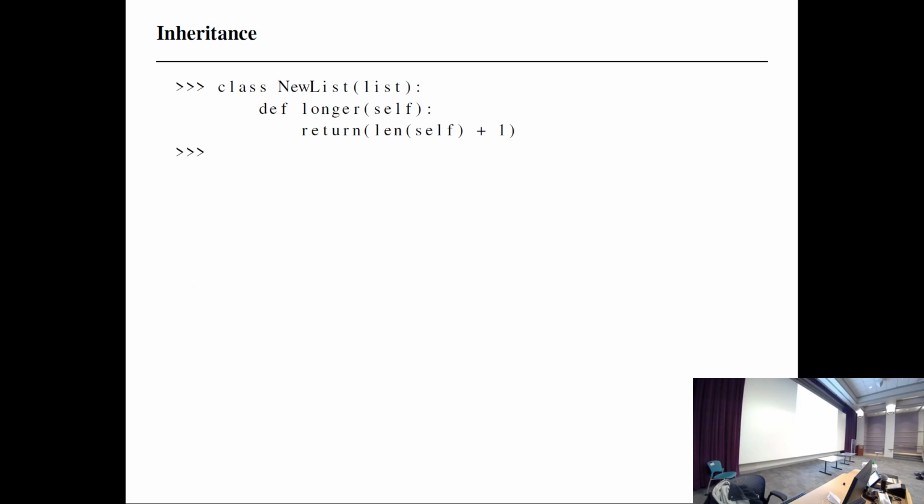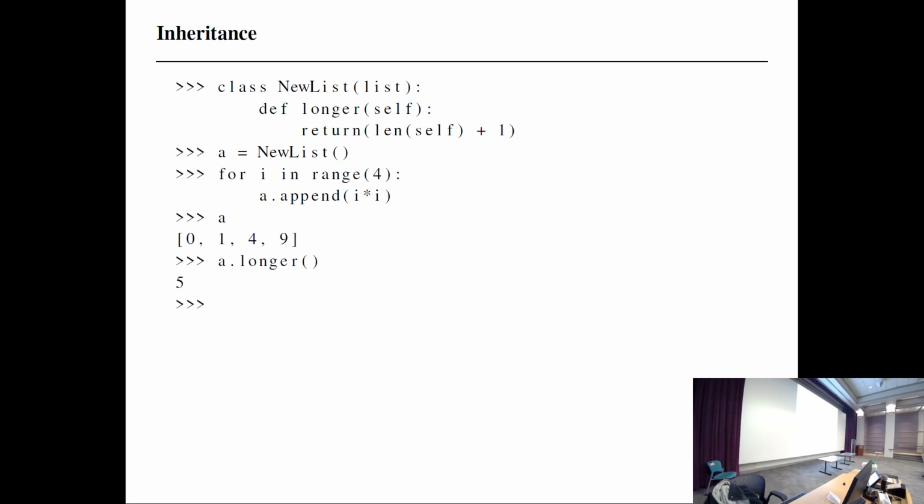Let's take a look at another feature. So here's a new class, newList. It specializes list. I have one new method called longer, and longer returns the length of self plus 1. So when I invoke the method longer, it gives me the length of the list plus 1. That's all it does. So if I create a list of type newList and do my little appending there, I've got a list of 4 elements. A.longer will return 5, but len of A will return 4.